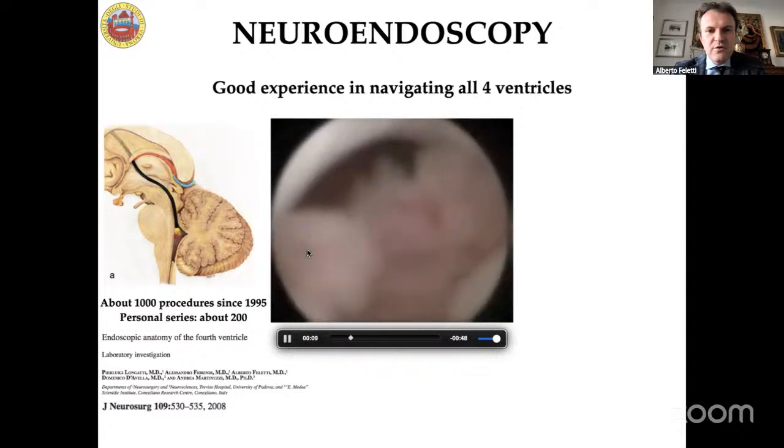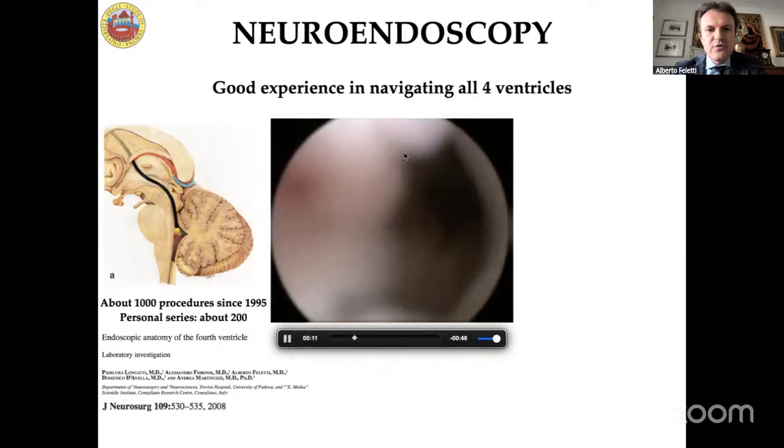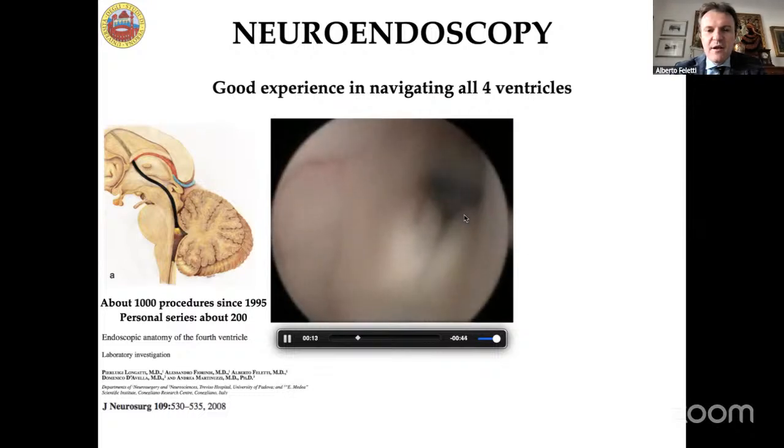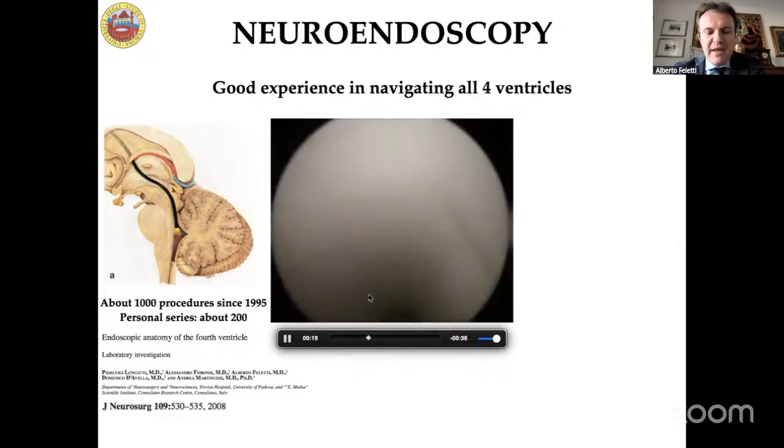We have seen the choroid plexus already. This is the Monro foramen, and then we can enter the third ventricle. A nice view of the mammillary bodies and the tuber cinereum, and then we can bend the tip of the flexible scope to the posterior part of the third ventricle.